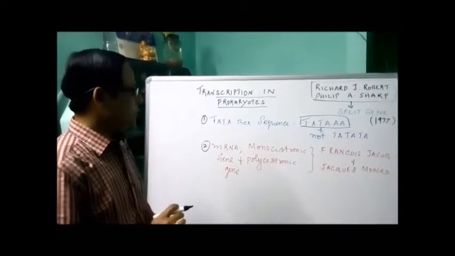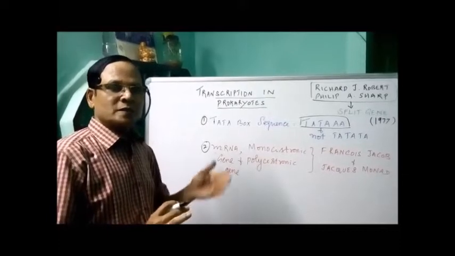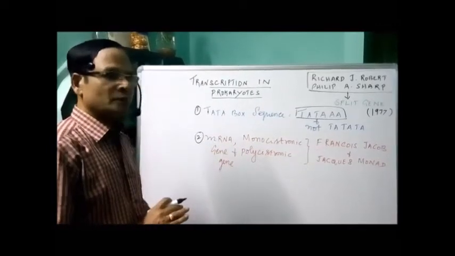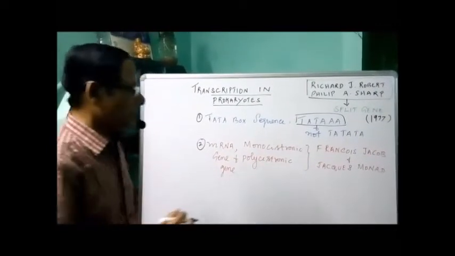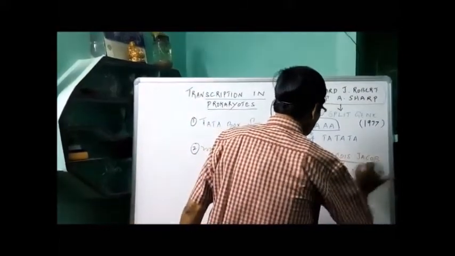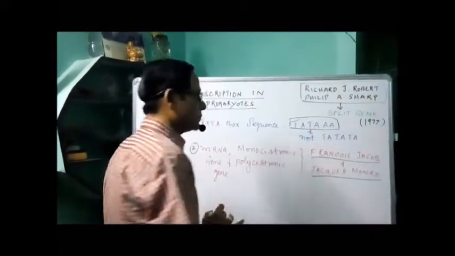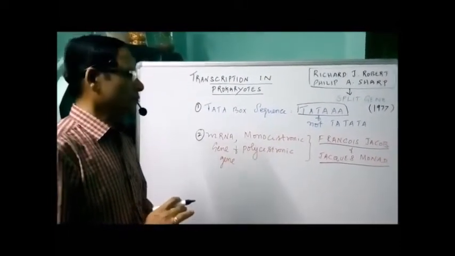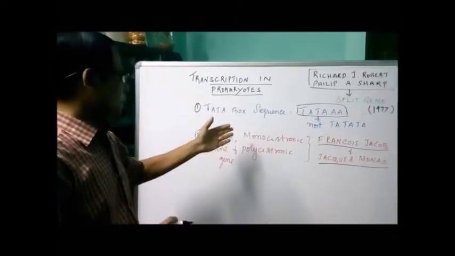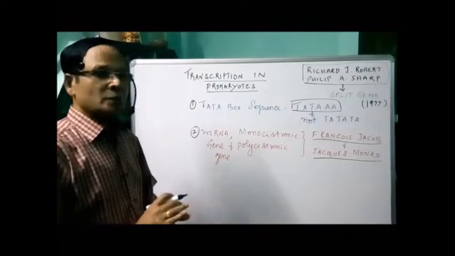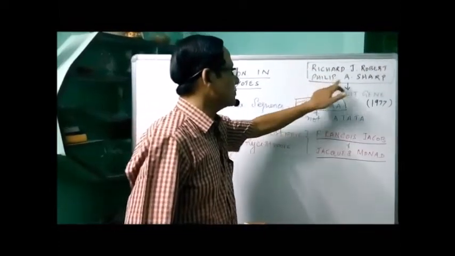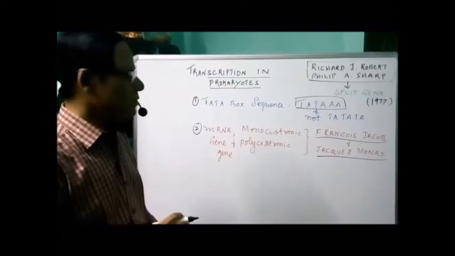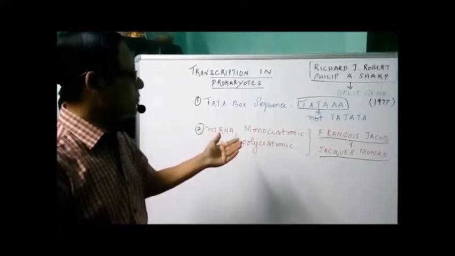Another one regarding mRNA: the monocistronic gene and polycistronic gene were suggested by two different people, Francois Jacob and Jacques Monod. These two were also responsible for the operon concept, the lac operon concept. I mentioned in the last class that the monocistronic and polycistronic genes were reported by Richard J. Roberts and Phillip A. Sharp, but they were noted for split genes, not for this. So this is another mistake. Please make the correction.